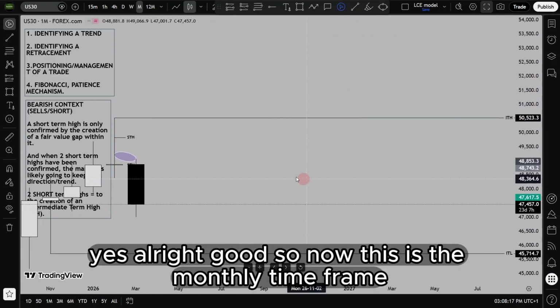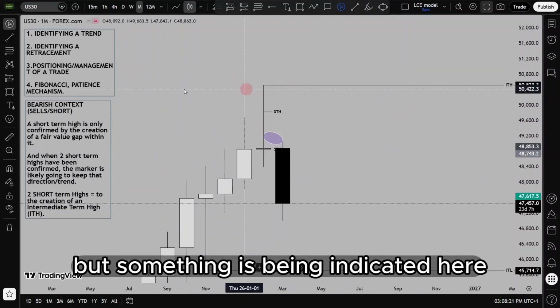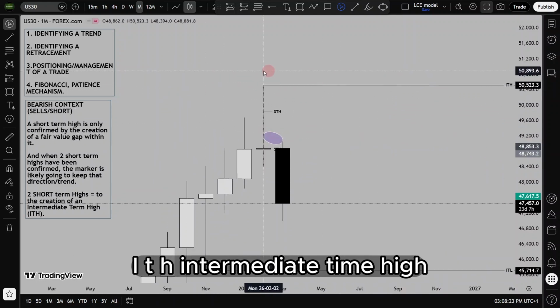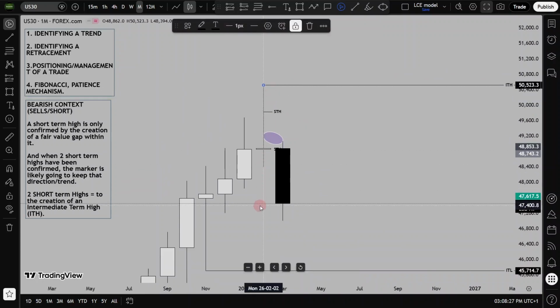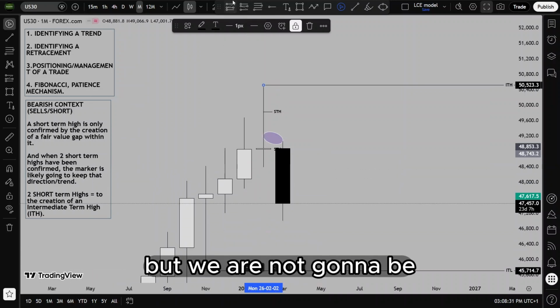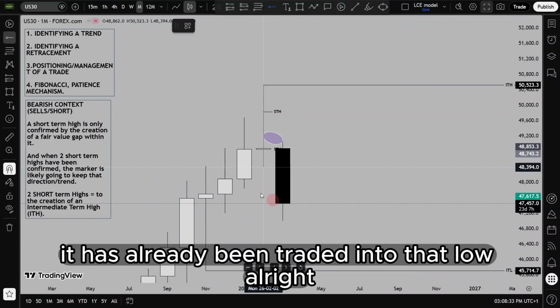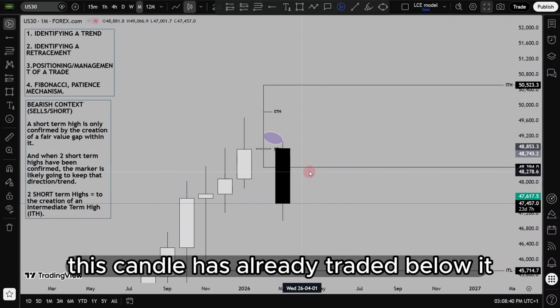Yes. All right, good. So now, this is the monthly time frame, but something is being indicated here. ITH, intermediate term high. We have been able to mark our monthly time frame high, and this over here is our monthly time frame low. This low, but we are not going to use it. It has already been traded into that low. Yes, this candle has already traded below it.